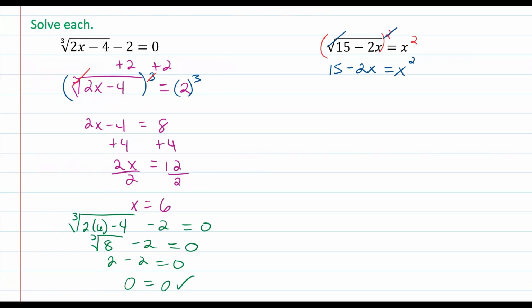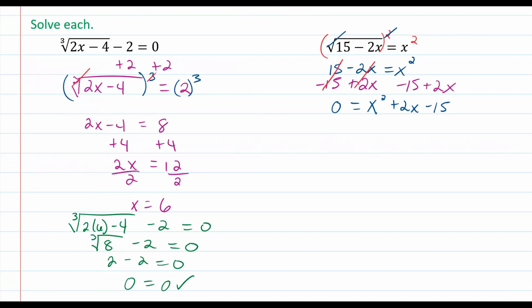And what we have now is a quadratic equation. So in order to solve a quadratic equation, we need to get it equal to 0. So we're going to move the 15 and the 2x over to the right side. So we're going to subtract 15 and add 2x to both sides. And that cancels them out on the left, so that we get 0 is equal to x squared plus 2x minus 15, and that is our quadratic equation in general form.